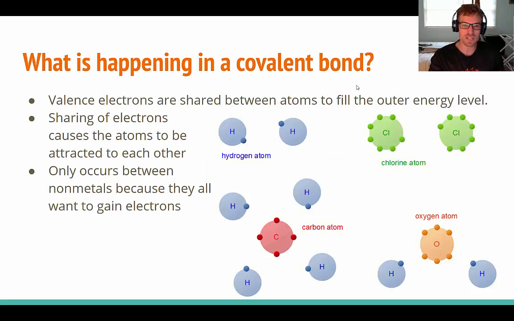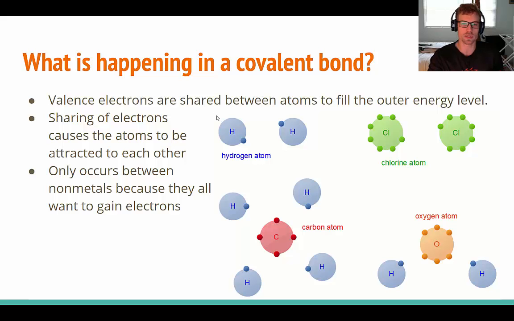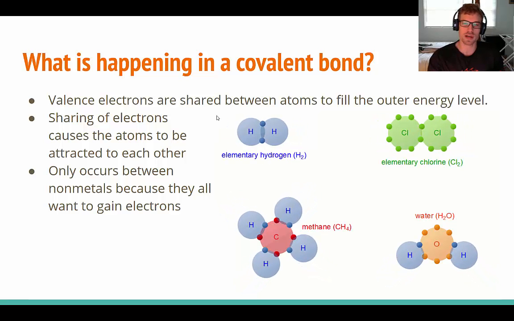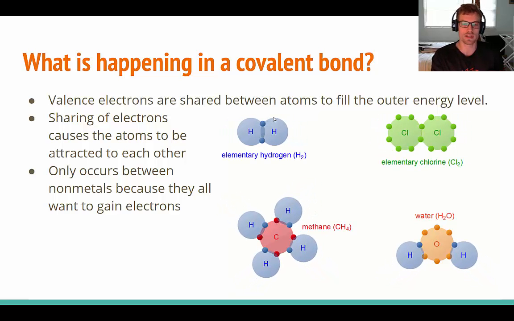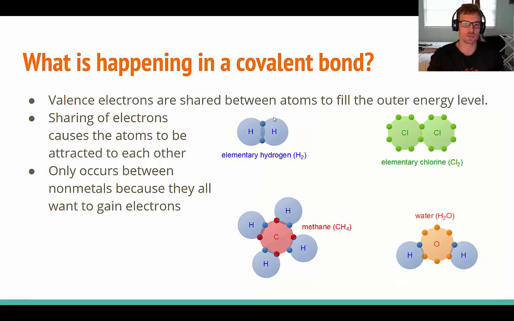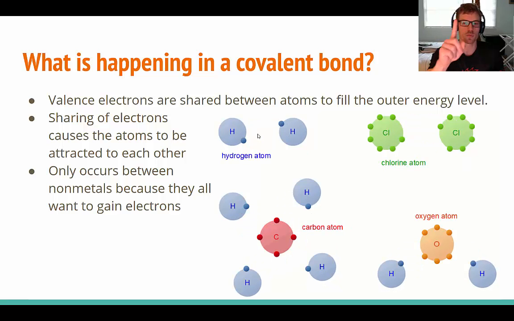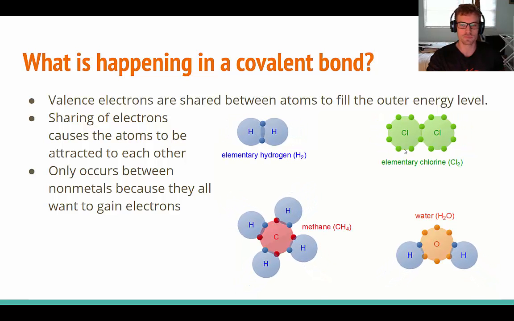In a covalent bond, valence electrons are being shared, and that's the really important key word here. They're being shared between atoms to fill their outer energy level. So take a look at hydrogen. Hydrogen has one valence electron. It wants to have two in its outer energy level, because it's just the first level, which needs two to be full. So these hydrogens are each going to share their one electron with each other, so that now they each have two.